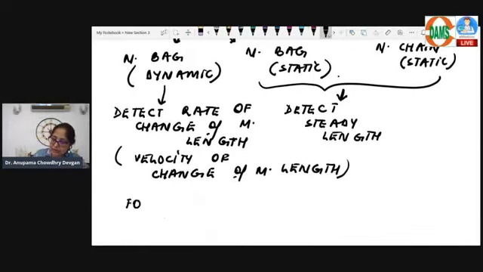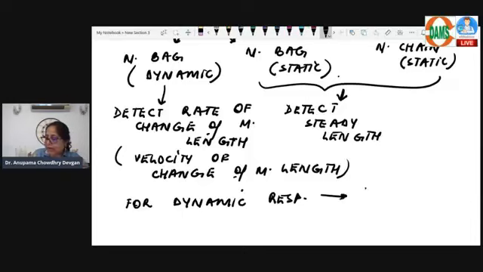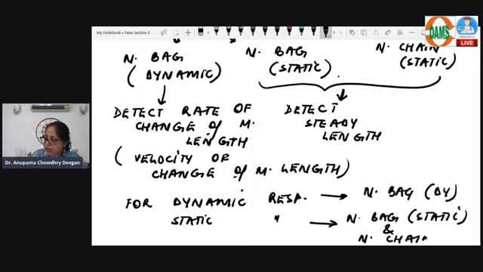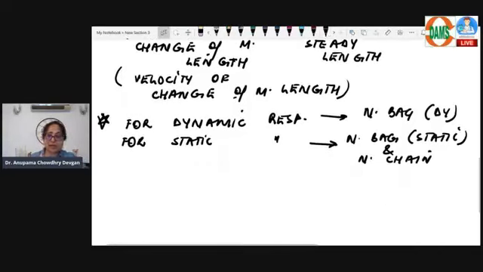So for dynamic response, it is the nuclear bag dynamic. If you're asked a question, what is for dynamic response? It is going to be the nuclear bag dynamic. And for static response, that means to detect the length when the muscle length is steady, that is going to be nuclear bag static and nuclear chain.